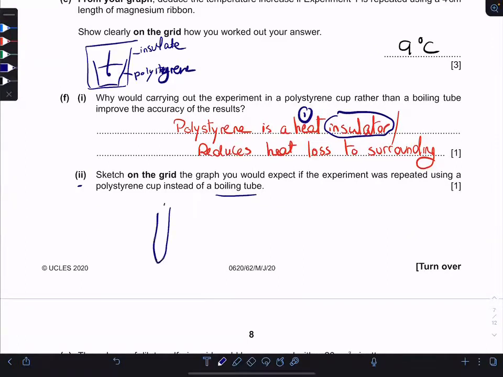What's the difference in the results if I'm using a polystyrene cup instead of a boiling tube? Take care. Polystyrene is a heat insulator, so it will minimize heat loss to the surroundings. The boiling tube is made of glass, so there will be significant heat loss. But when I'm measuring the temperature inside the container, in the case of the polystyrene, the temperature rise will be higher because you trapped the heat inside.